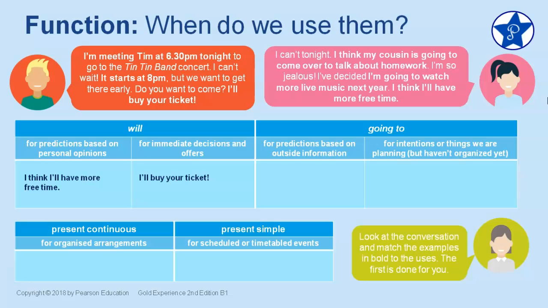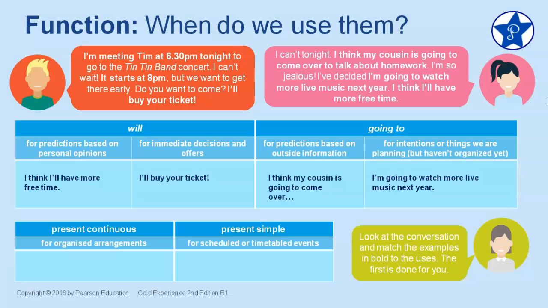We use going to for predictions based on outside information. I think my cousin's going to come over. Or for example, if you look at the sky and you see that there are very thick dark clouds, you could say, I think it's going to rain. You see? You make a prediction based on what you see. We also use going to for intentions or things we are planning. I'm going to watch more live music next year.